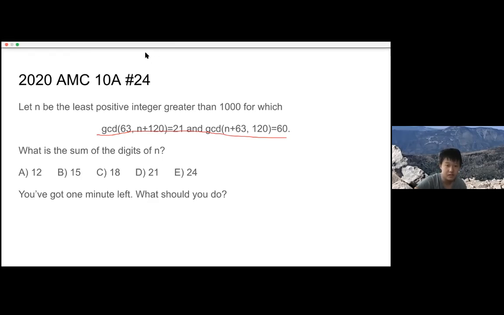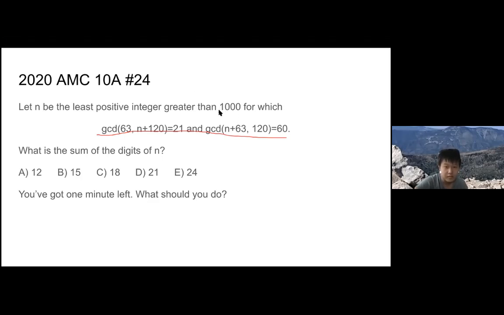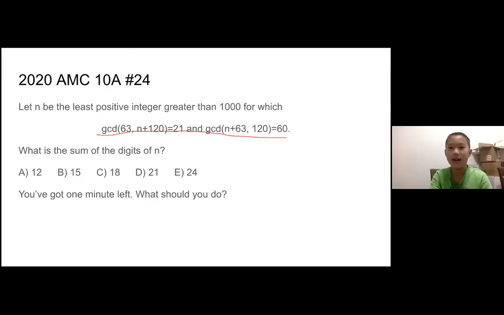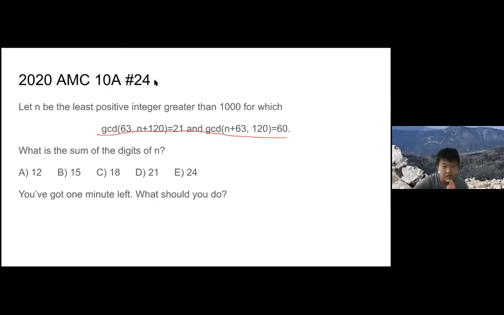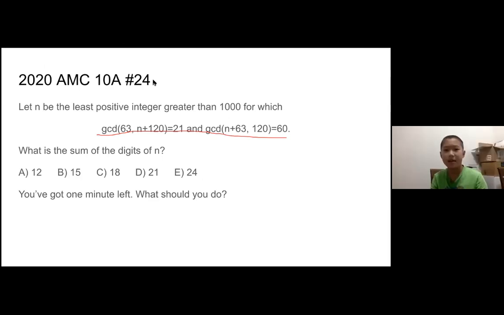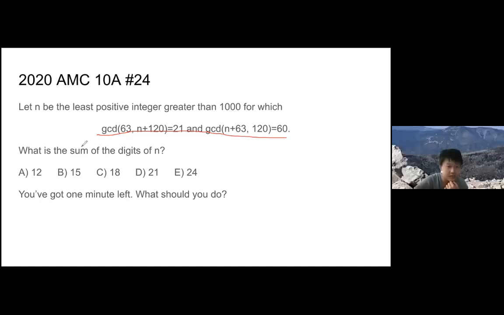Anyone have any thoughts on what they would want to do? Yeah, Kaden? Okay. What would you say? Maybe test out the first and the last numbers, so then you can see where the range is in between. Okay, but notice how it asks for a sum of the digits. It doesn't ask for n itself.